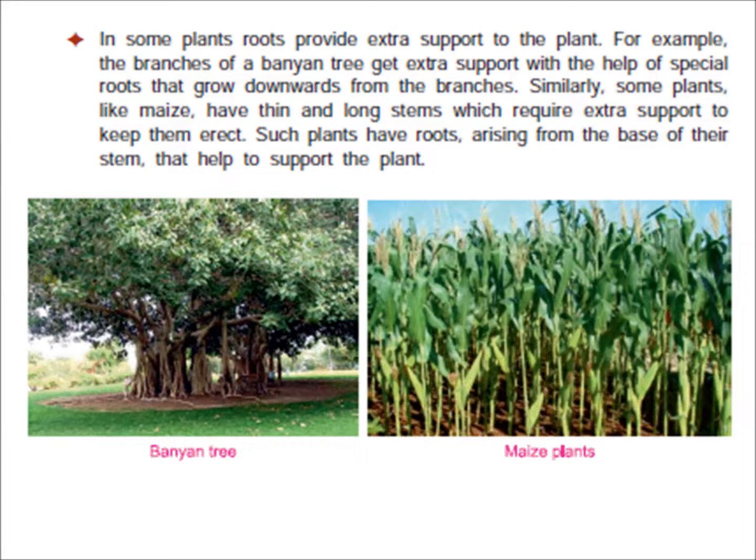So, you can understand this in this way. Sometimes plants are very big. They need extra support. Only one single root system under the soil is not enough to provide the support. So, some special roots grow downwards from the branches and support the plant. An example is the banyan tree. You have seen in the banyan tree, so many roots develop from the branches and go downwards to support the heavy tree.